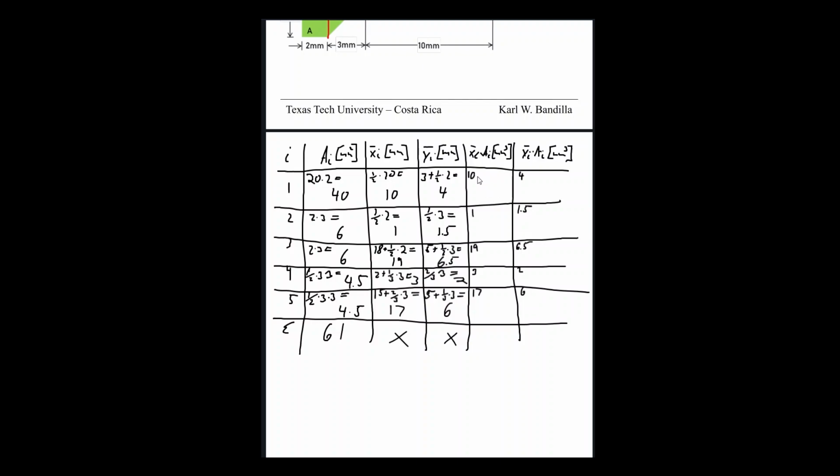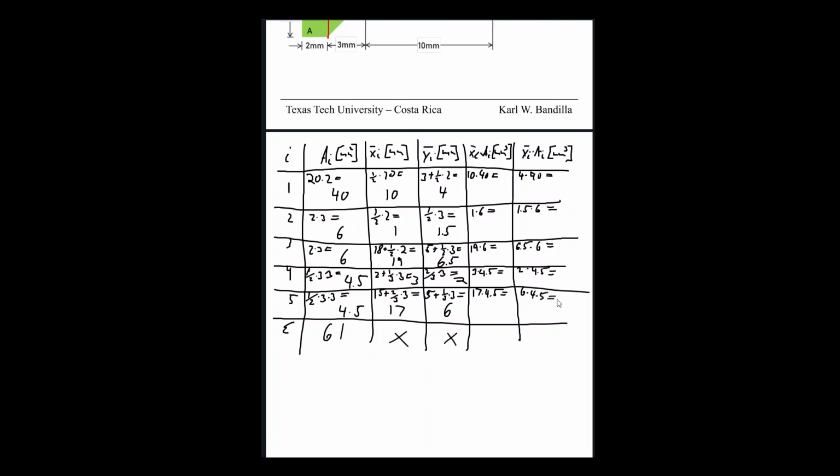Then times the area, so that would be times 40, times 6, times 6, times 4.5, times 4.5. Let's make sure that we still know that's a 4, not a 9.